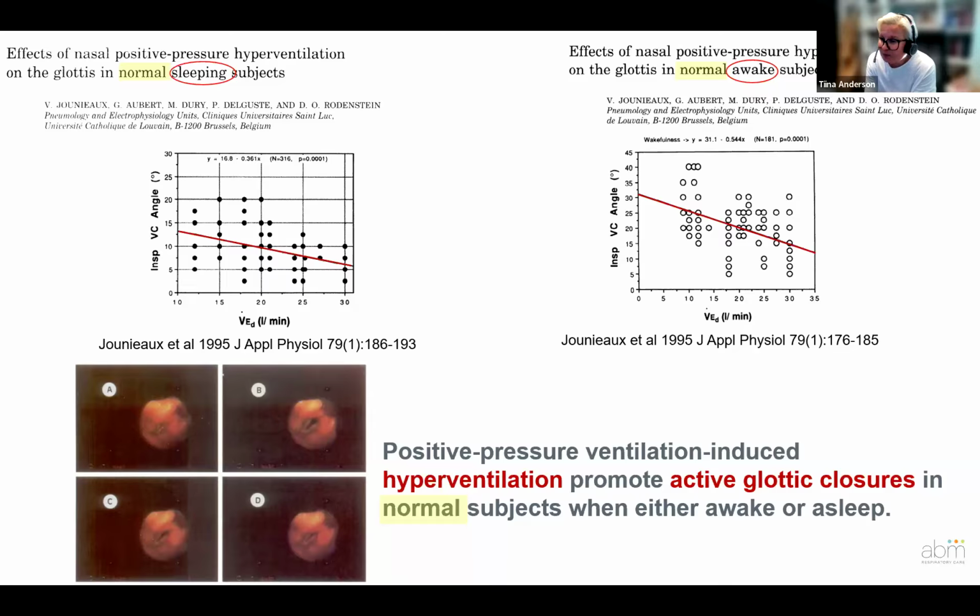And they saw that both awake and asleep, these normal subjects had an active glottic vocal fold closure during this positive pressure induced hyperventilation. So the larynx is acting and responding to the therapeutic pressures.